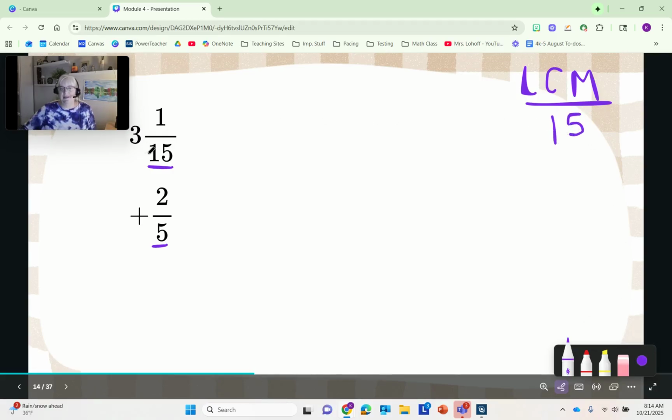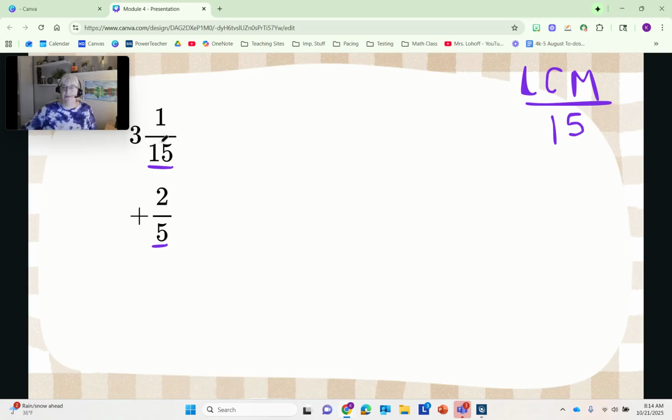So let's rebuild these mixed numbers where the fraction part has a denominator of 15. 3 and, oh, this one doesn't have a whole number. This one just has a fraction. Okay. Well, 15 to 15, we multiplied by 1. It stays the same, so we copy that 1 over. To go from 5 to 15, we multiply 5 times 3. If I multiply that part of the fraction by 3, I have to do the same to the top. 2 times 3 is 6.